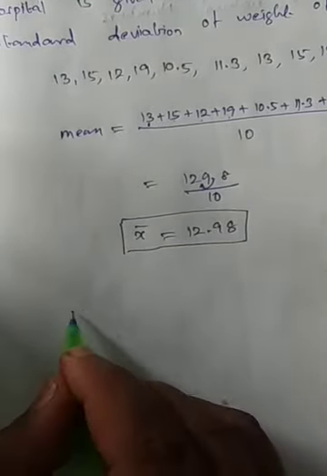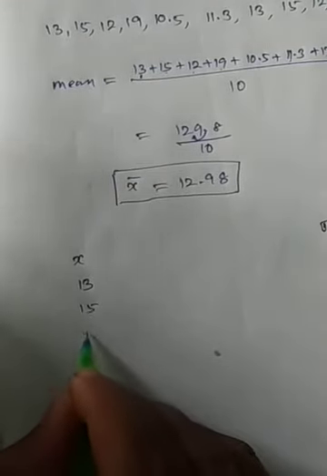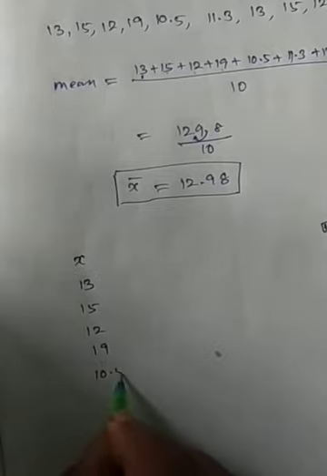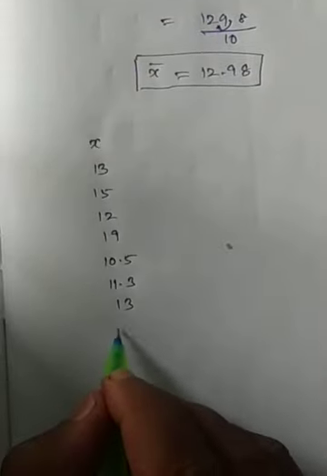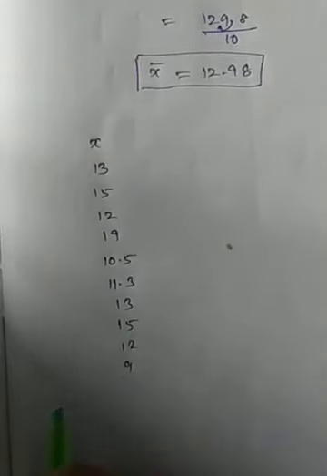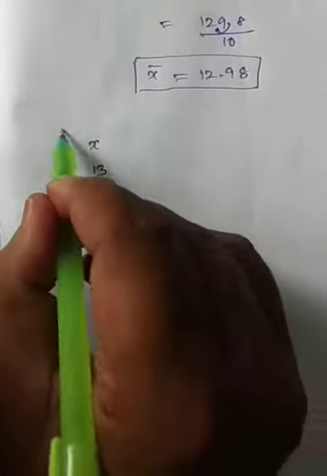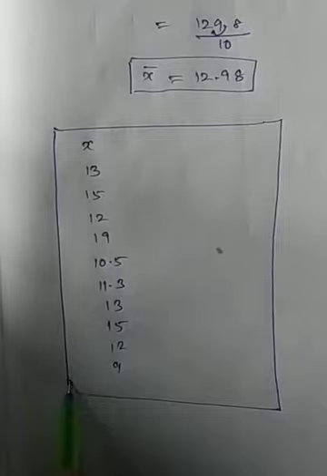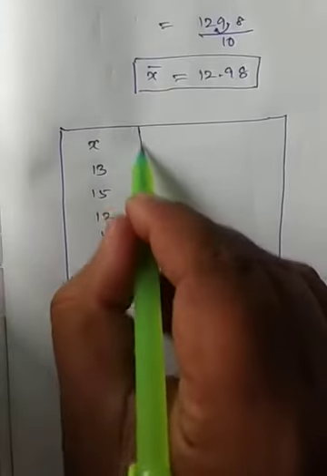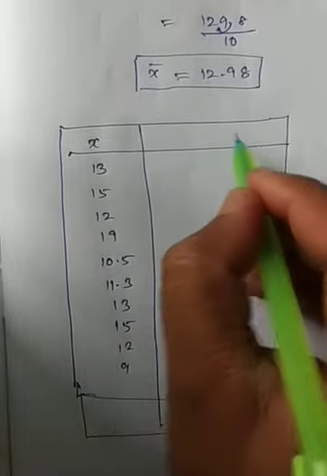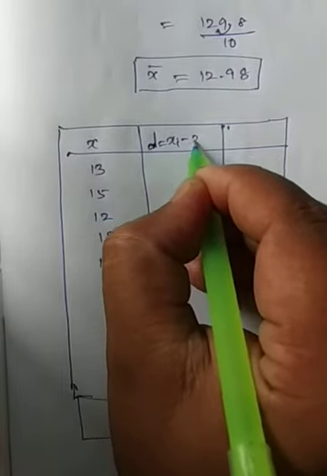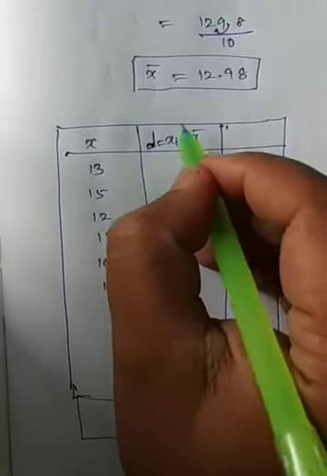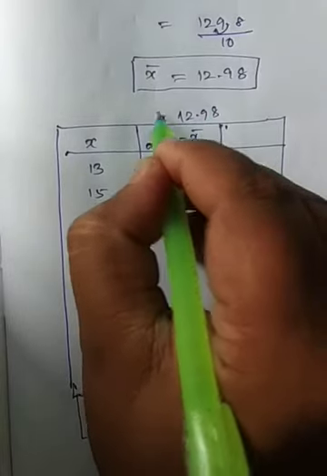As usual we list the x values: 13, 15, 12, 19, 10.5, 11.3, then 13, 15, 12, 9. This is the data, so I will write it as such. Now what is the d value? That is xi minus x bar, where x bar is 12.98. So now you just subtract.